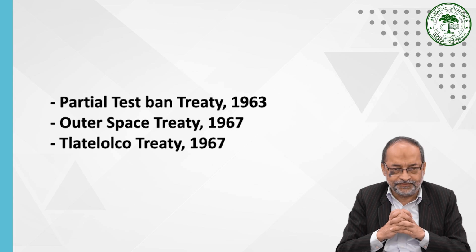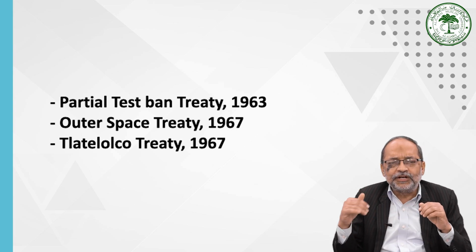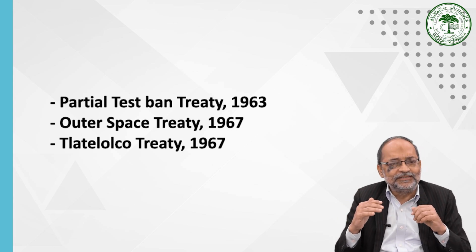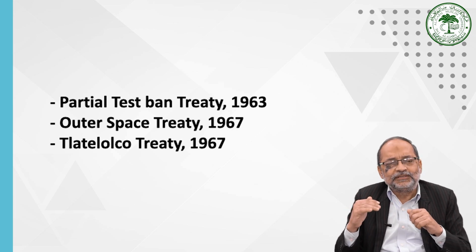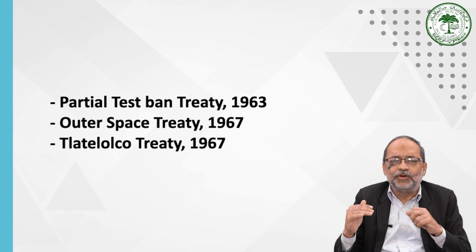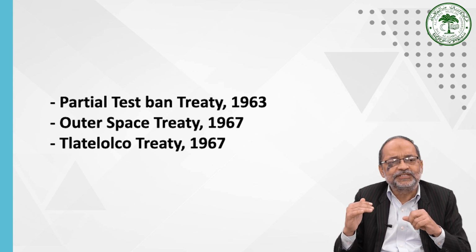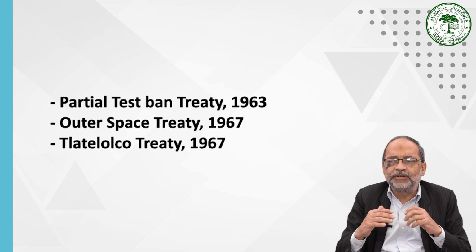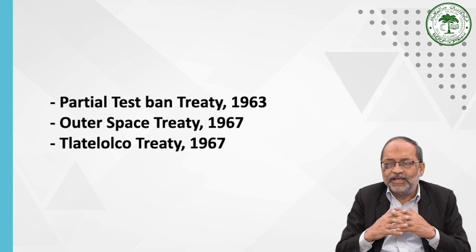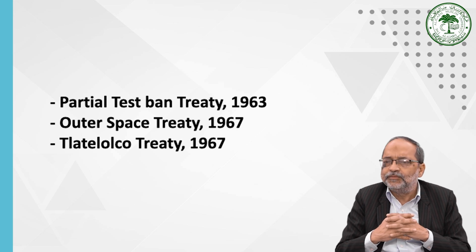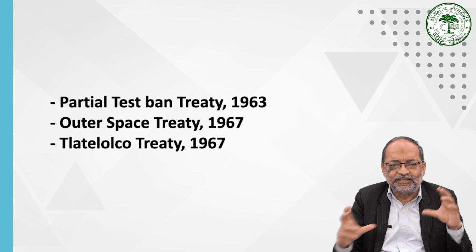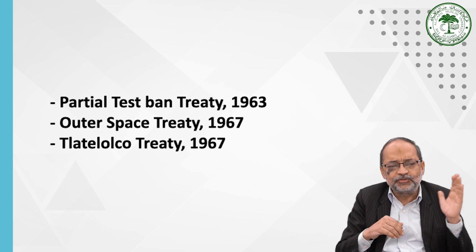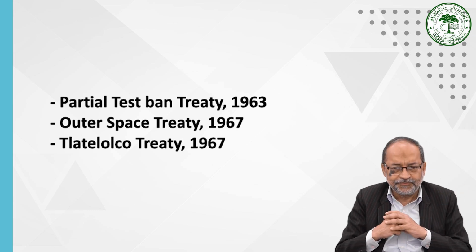Then the Outer Space Treaty was signed in the year 1967 by 83 countries, officially known as the 1967 Treaty on Principles Governing the Activities of States in the Exploration and Use of Outer Space, including the moon and other celestial bodies. So this was also an important treaty to ensure that this kind of competition does not reach outer space.